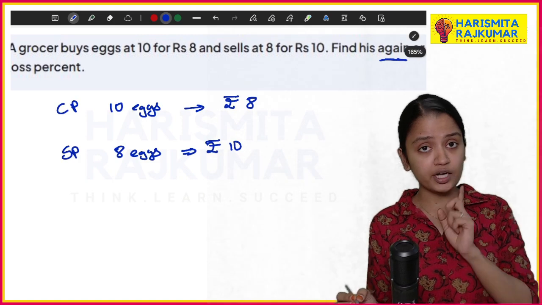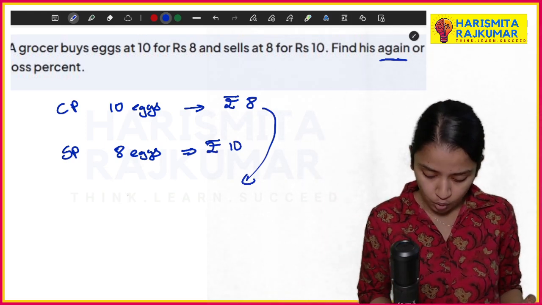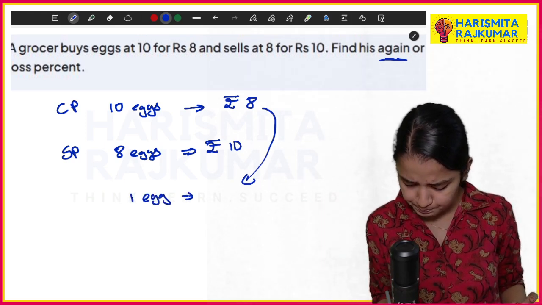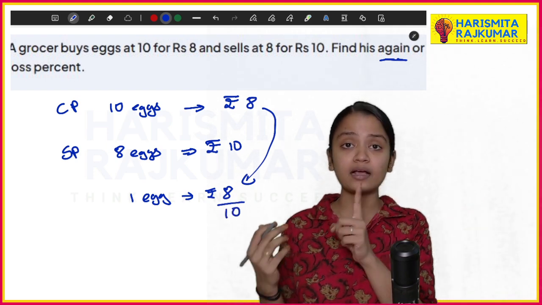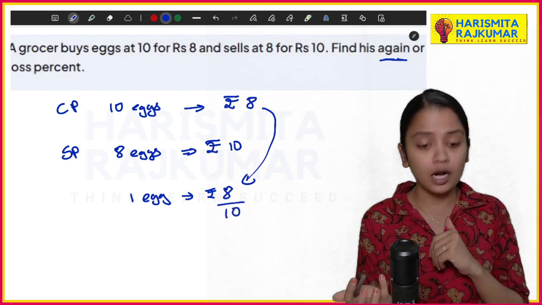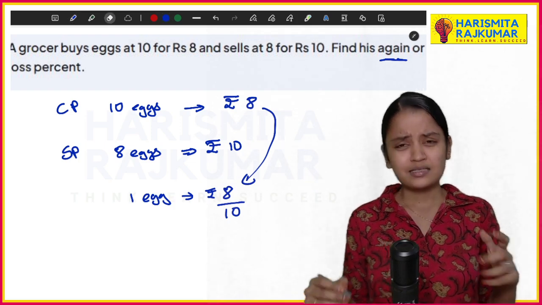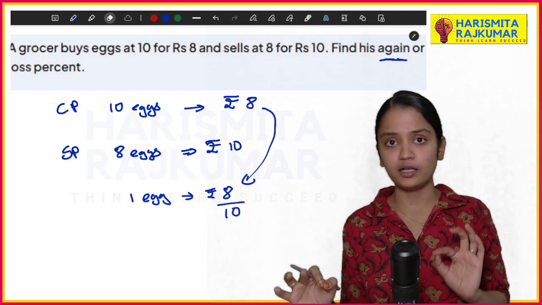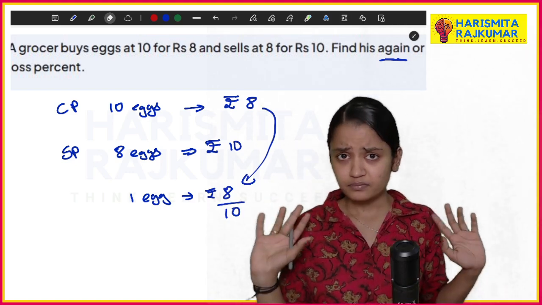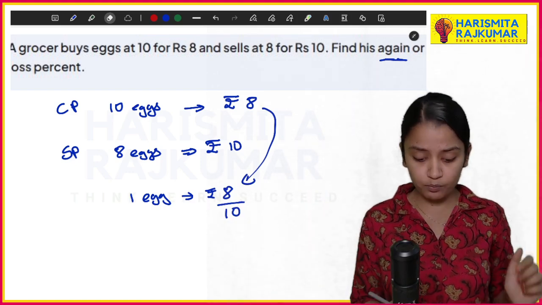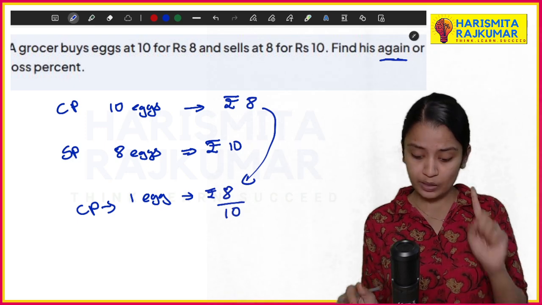First, as I already told you, find the cost per egg. So 1 egg costs rupees 8 by 10. We are not converting this into 0.8. Here, since it is 0.8, it is precise and simple, but in most cases the per egg cost does not come out neatly, and if we convert into decimal, it will be more difficult. So we have to keep it as a fraction. This is the CP of 1 egg.